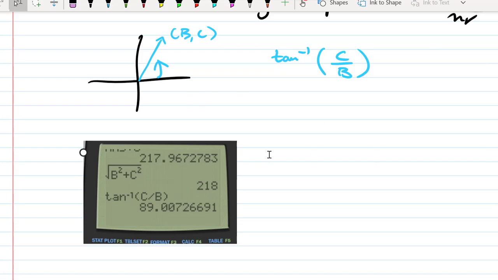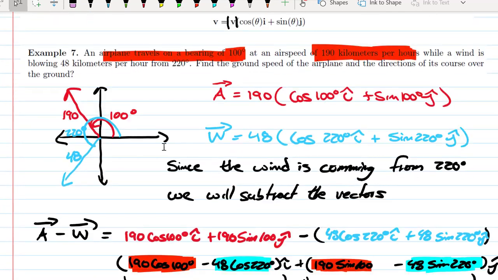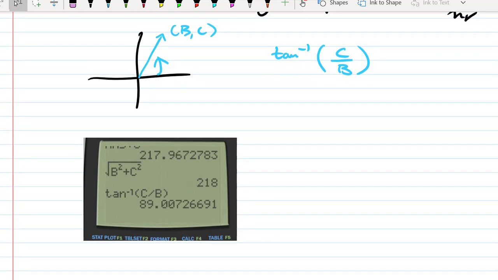So if we go back and look at our question, we see that the plane was flying at 100 degrees. The wind was coming from this direction, so it was blowing in like this. It blew the plane a little over 10 degrees to where it was going at 89 degrees, so it was almost going right up the y-axis, is what our solution was telling us, that it went at 89 degrees.